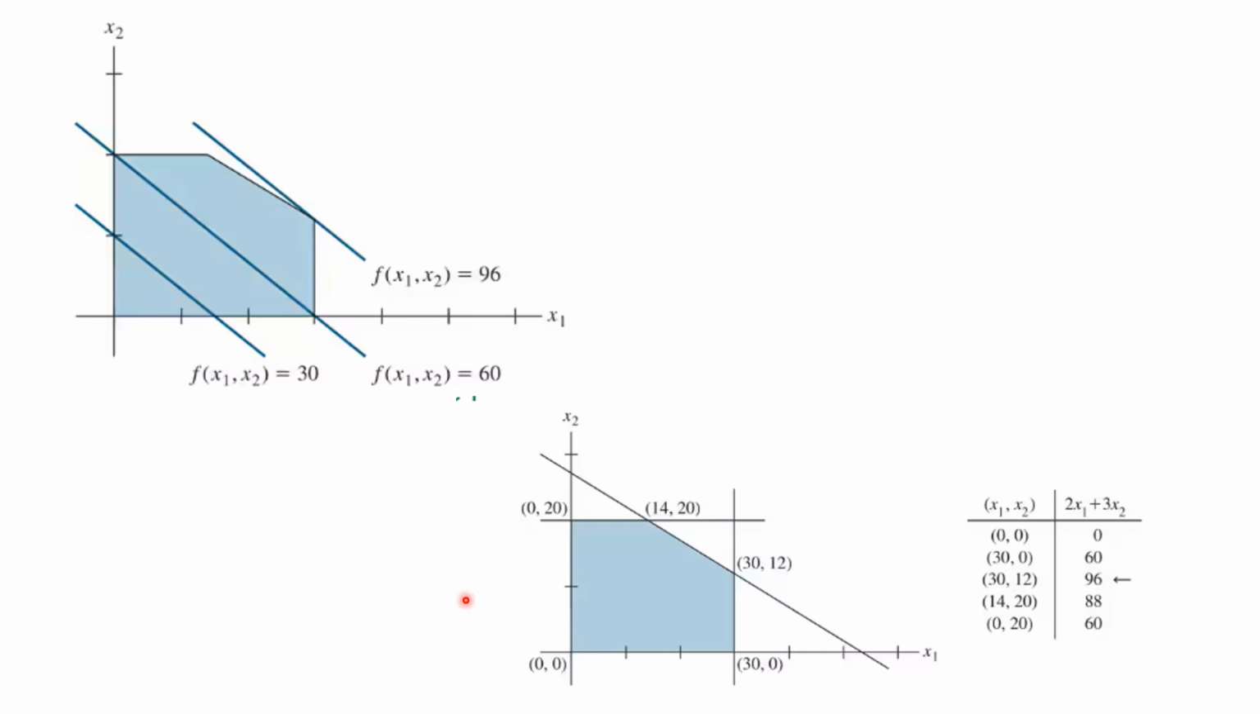But down here, you can see that what you will do is find the intersection points of these things, and you will look at the feasible region that's shaded here, and you will just have to evaluate the corner points. So here I am evaluating 2x1 plus 3x2 at all the corner points, and I find that the optimum is 96, and that's achieved when x1 is 30 and x2 is 12.